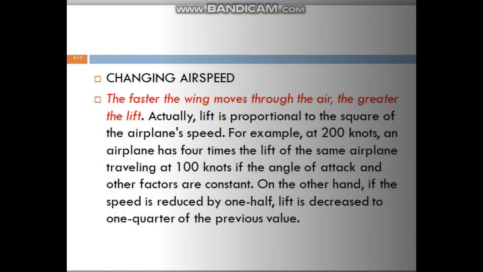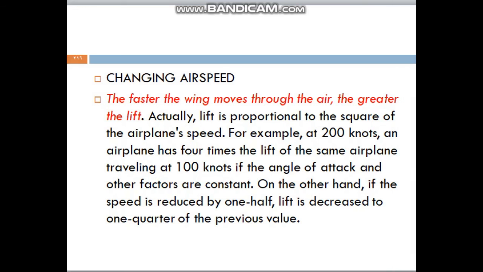Changing airspeed. The faster the wing moves through the air, the greater the lift. Actually, lift is proportional to the square of the airplane's speed. For example, at 200 knots, an airplane has 4 times the lift of the same airplane traveling at 100 knots, if the angle of attack and the other factors are constant. On the other hand, if the airspeed is reduced by 1/2, the lift is decreased to 1/4 of the previous value.